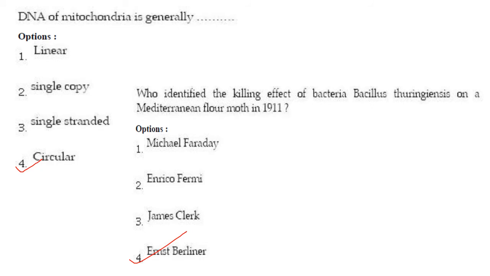Next one. DNA of mitochondria is generally option 1, linear, 2, single copy, 3, single stranded, 4, circular. Answer is option 4, circular. Next one. Who identified the killing effect of bacteria Bacillus thuringiensis on a Mediterranean flour moth in 1911?